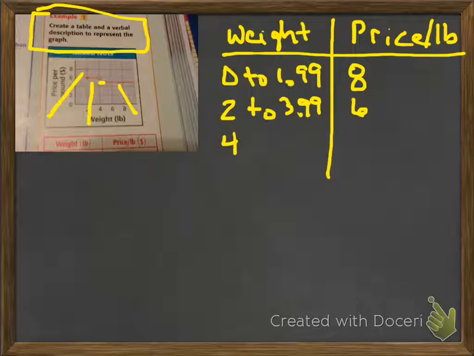And then they messed up on the graph there. It should start from 4 and have a closed dot. So from 4 on up, the price would be $5.